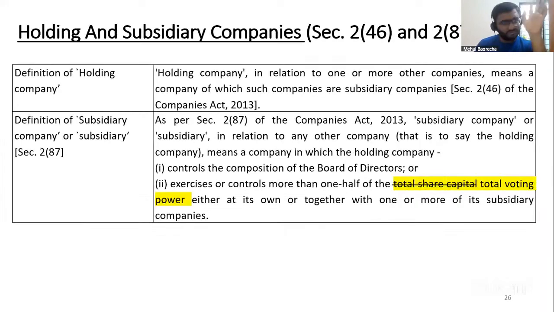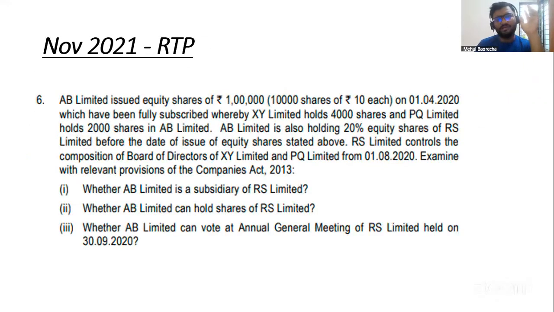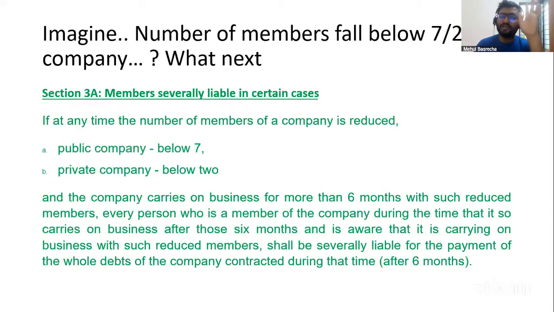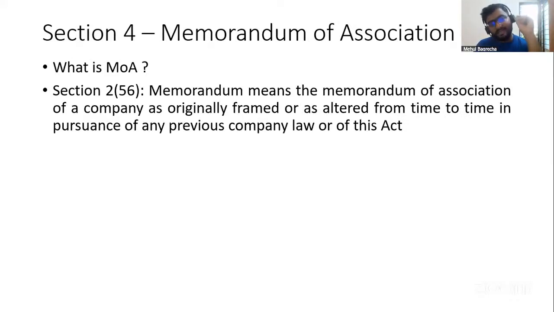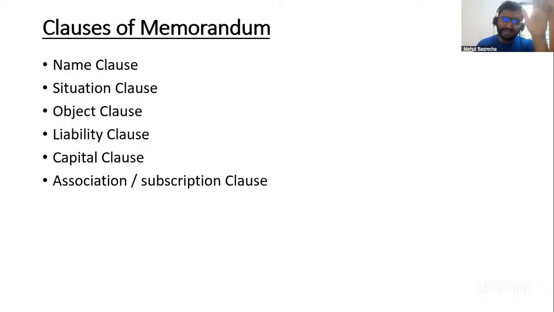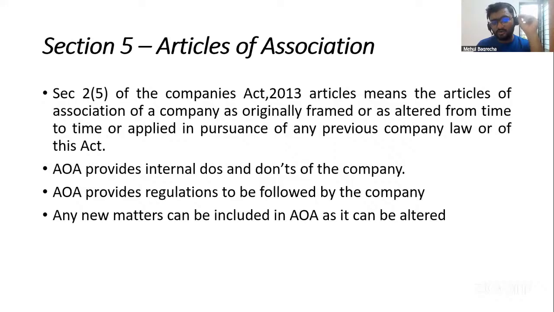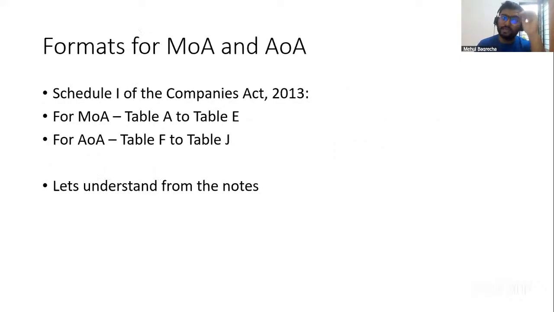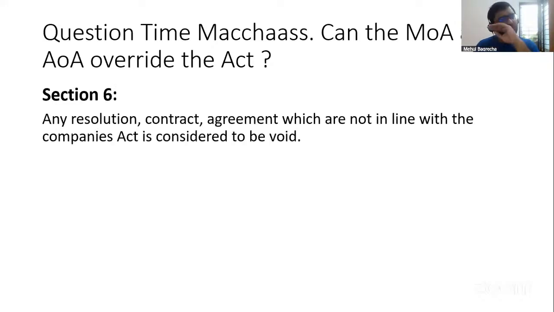We understood the concept of subsidiary under section 2 clause 87. We saw the concept of associate company. We have solved a couple of numericals here. Then we went on to understand section 3A, what will happen in case you don't have the minimum requirement. Section 4 talks about memorandum. Then we saw what exactly are the ingredients of memorandum. NO CLASS is the mnemonic. We went on to understand how you go about with articles of association. Very important that you have to remember is entrenchment of articles of association. Formats of AOA and MOA, where you get these formats, is covered here. Section 6 says that your resolution, contracts, agreements cannot override the Companies Act. If it overrides, then it will be considered void.